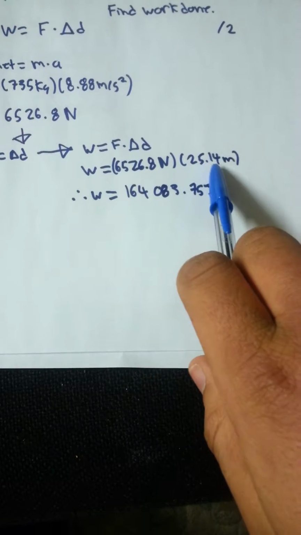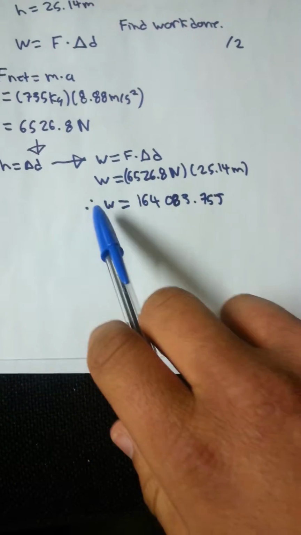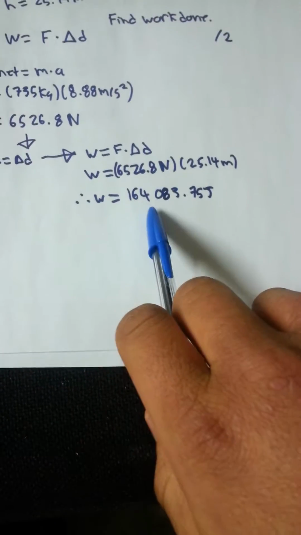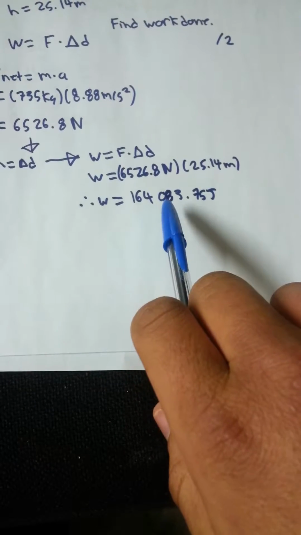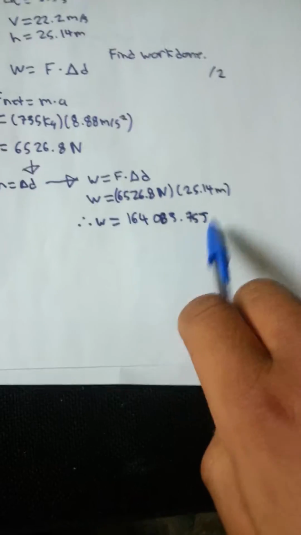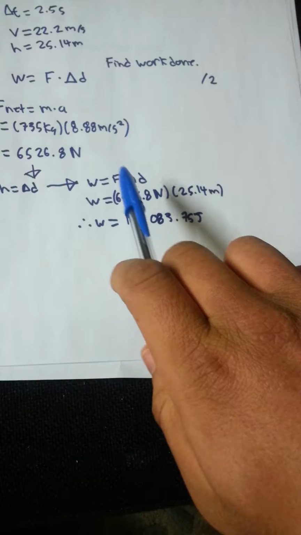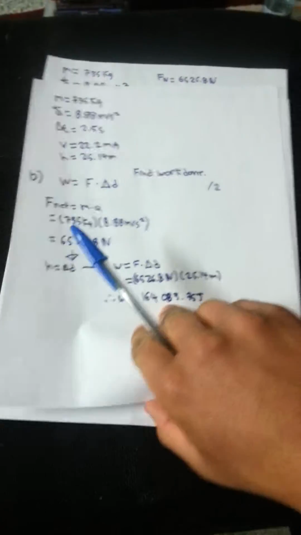6,526.8 newtons times 25.14 meters. So therefore the work is equal to 164,083.75 joules. So that's the work, because you did force times delta displacement. Now, moving on. Let's go to C.